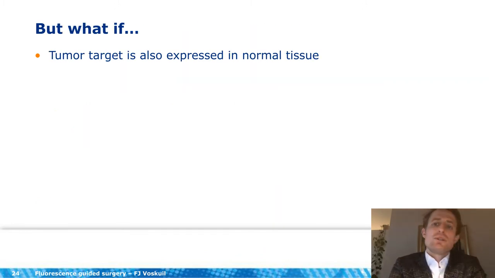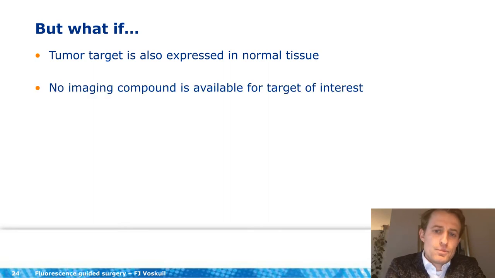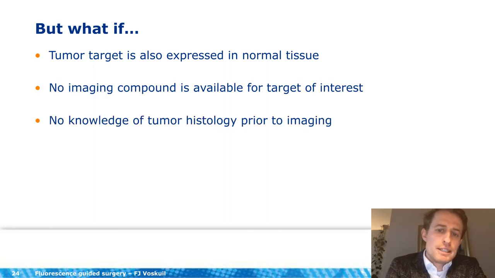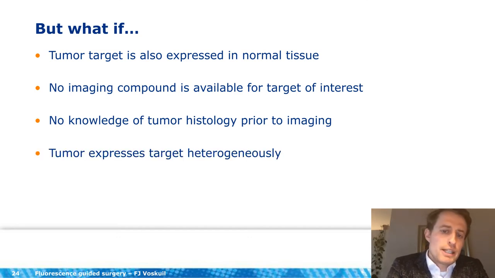So then I would like to continue with another strategy. We now focus on the monoclonal antibody, and for using that, you need to know that it's the tumor target which you are investigating, and it needs to express EGFR. And it would help if the normal tissue doesn't express EGFR. But what if the normal tissue does express your target, or that no imaging compound is available for your target? You don't know what tumor you're facing, so you do not know what expression profiles these lesions do have, or that the tumor expresses the target really heterogeneously, or that you don't know where the tumor lesion is originating from.